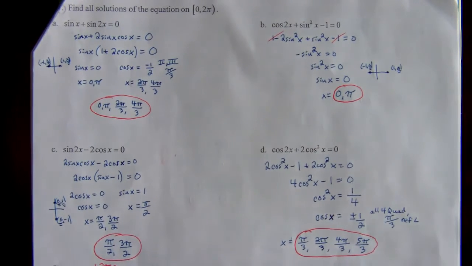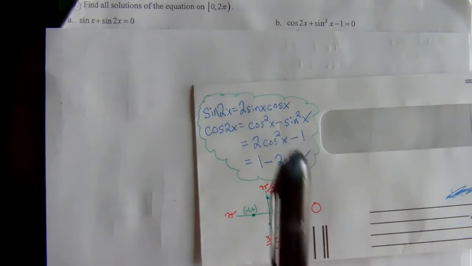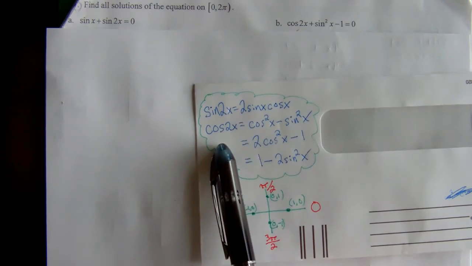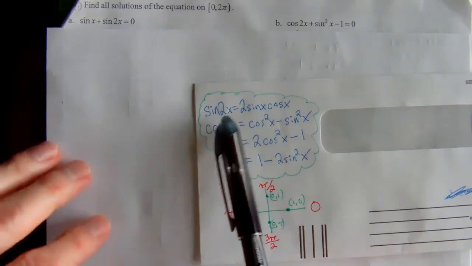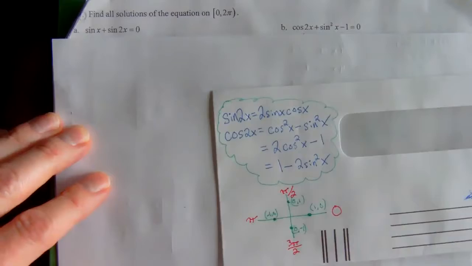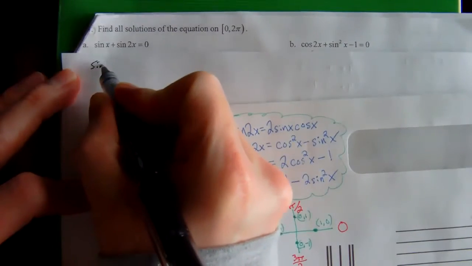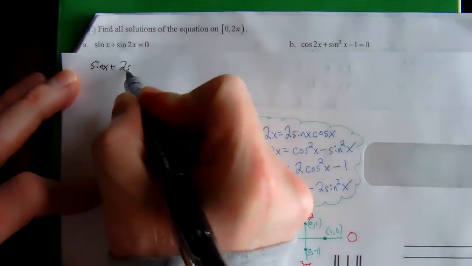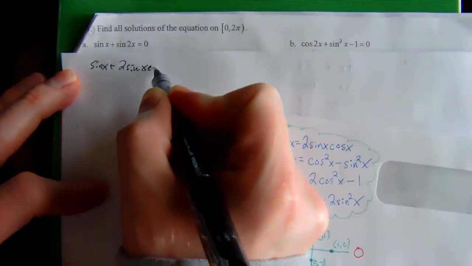You can see my work and my answers there. Let's do two of them from scratch. Let's do letters A and B, and then we'll just talk through some of the other ones, all right? So when you see the sine of 2x and cosine of 2x, right away you have to be using your double angle formula. So the sine of 2x is easy because there's only one formula for that. So I'm going to replace that sine of 2x with 2 sine x cosine x.